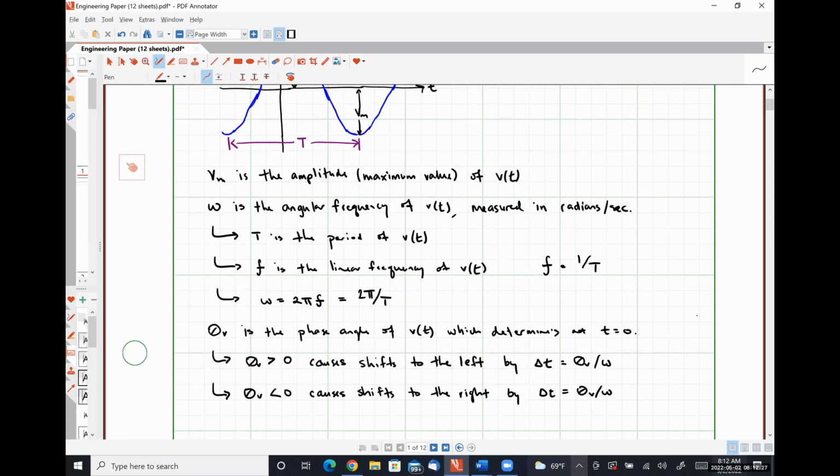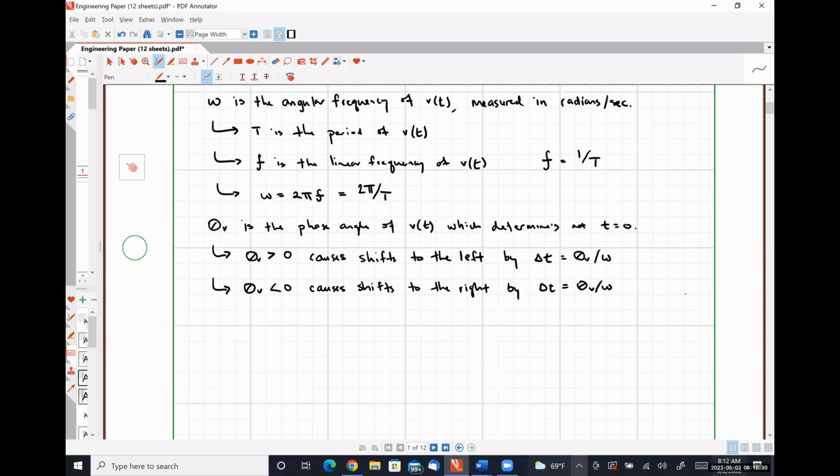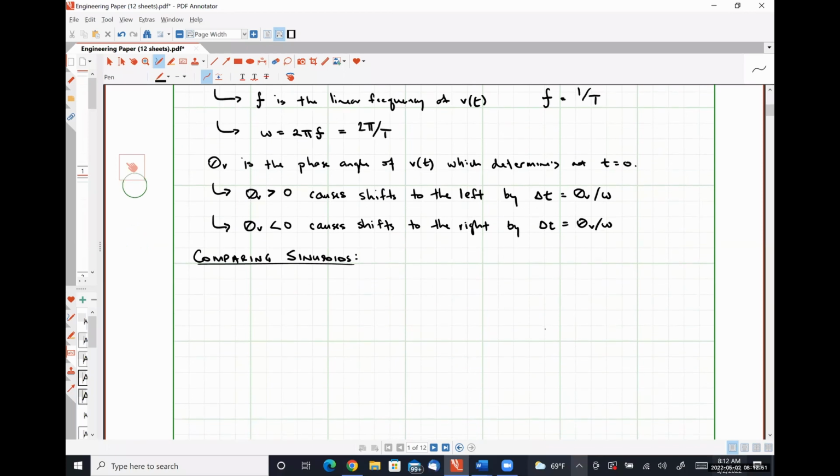Now, oftentimes, we will be asked to compare sinusoidal signals. And there are a few very specific rules that we need to follow in order to do this. Okay. Our first rule, actually, I'm going to call this Rule A.